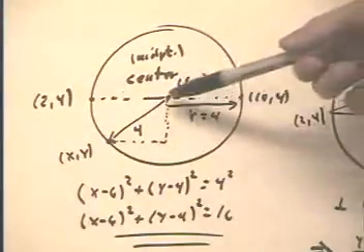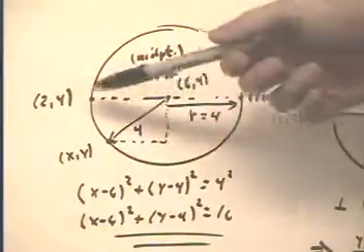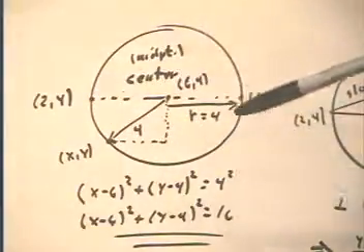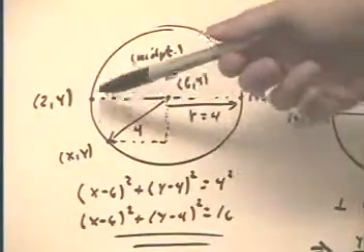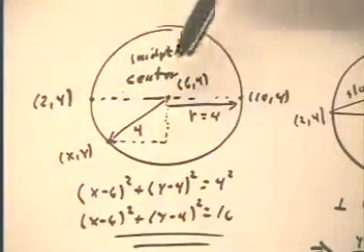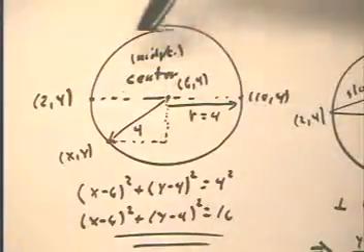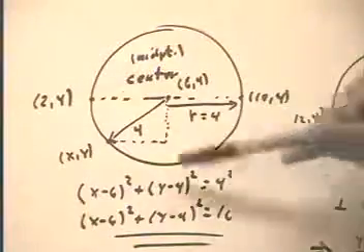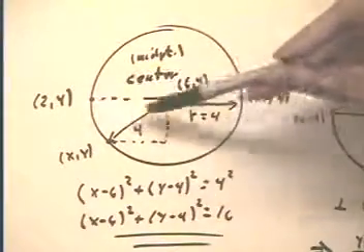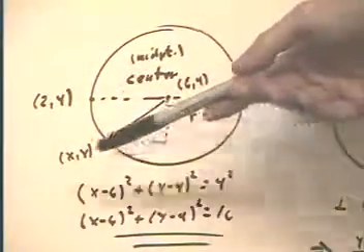From the center of the circle out to either end of the diameter is the radius. So from the point (6, 4) to the point (2, 4), we can find the distance. It's rather easy to find since the y-coordinates are both 4. 6 minus 2 is 4, and that's the distance from here to here, which means that the radius of the circle is 4.